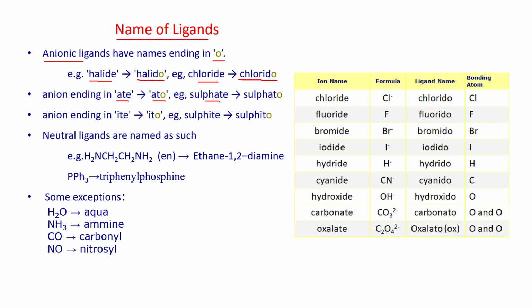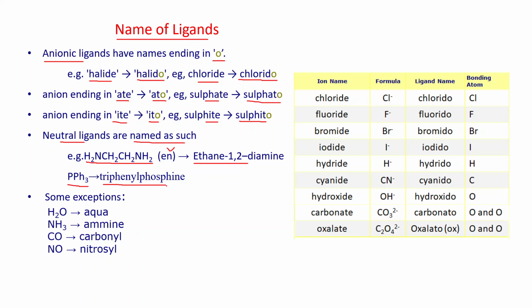For example, sulfate is written as sulfato. Anion ending in ITE will be written as ITO. For example, sulfite as a ligand is named as sulfito. Neutral ligands are named as such. For example, NH2, CH2, CH2, NH2, in abbreviated form is written as EN, and its IUPAC name is ethane 1,2-diamine. Another one is PPh3.